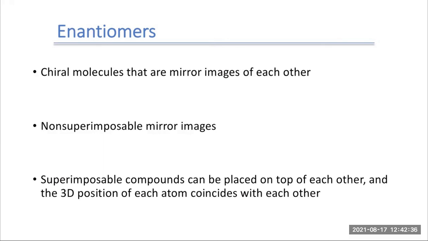And if you remember, our superimposable compounds can be placed on top of each other, and their 3D positions will start to coincide. But the enantiomers are non-superimposable mirror images of each other. So that would be an example if we had these. You can see they're mirror images, but they're non-superimposable mirror images. So therefore, I can call them enantiomers of each other.